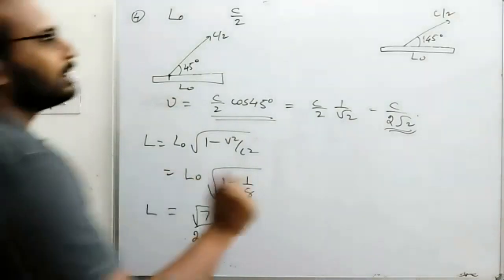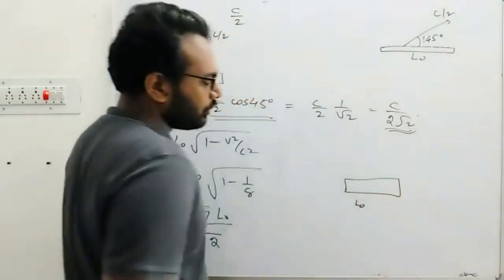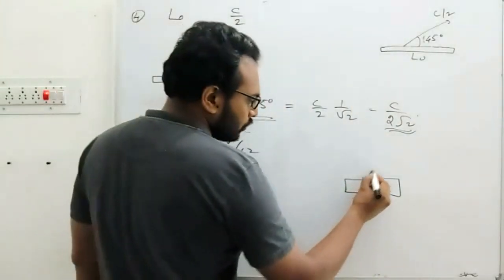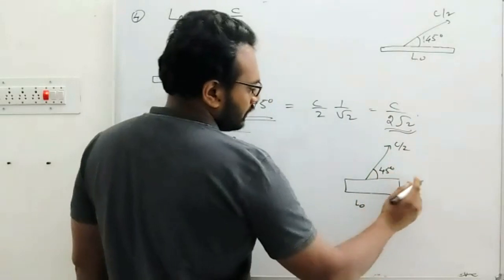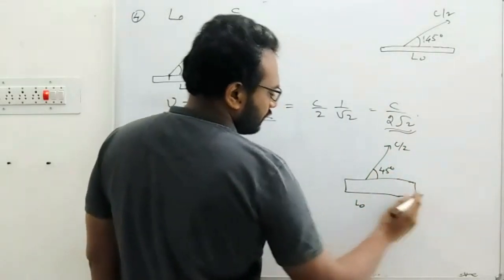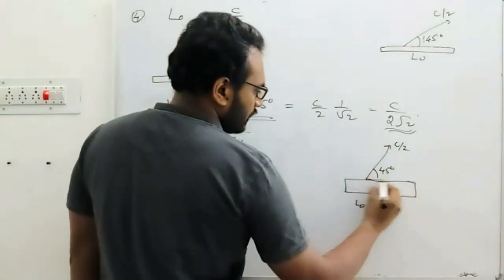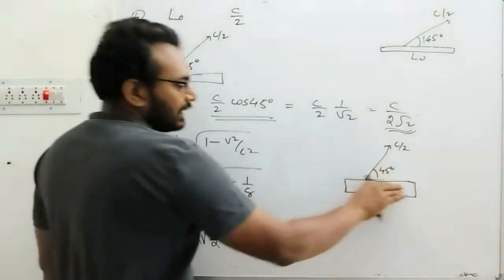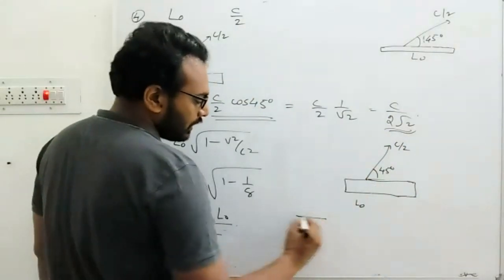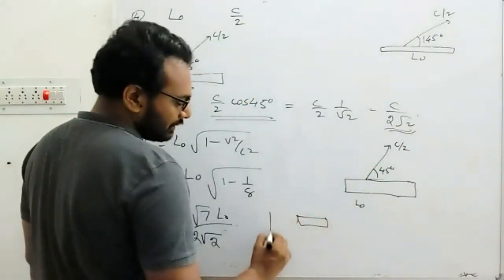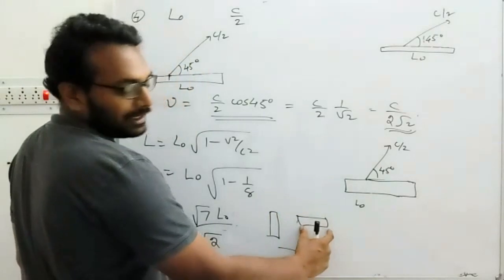All right, good. So this is the question. We have got a rod of length L0 and some observer says that it's moving at velocity c by 2 at an angle 45 degree with respect to the length of the rod. We know that only the component of velocity along the length of the rod matters. The length contraction formula applies only if you are moving parallel to it. If you are moving perpendicular, the length does not change. If you're moving along the length, only this length will change.